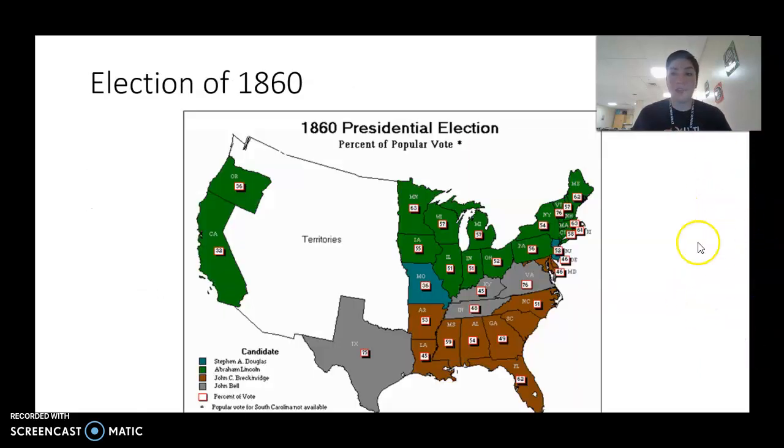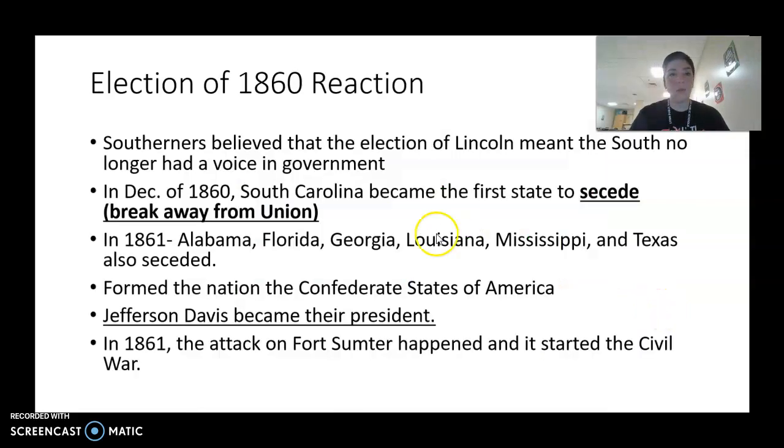This was the election of 1860. The election of 1860, this is where you see the country fully split. So you have all of the states that don't have slaves, they all vote for Abraham Lincoln. The states that do have slavery vote for either John C. Breckinridge or John Bell, and then you have one voting for Stephen A. Douglas. So when you have the country split in half over who should be president, we know that Abraham Lincoln wins. All of the states who own slaves are not happy that he won. The reaction, Southerners believed that the election of Lincoln meant that the South no longer had a voice in government.